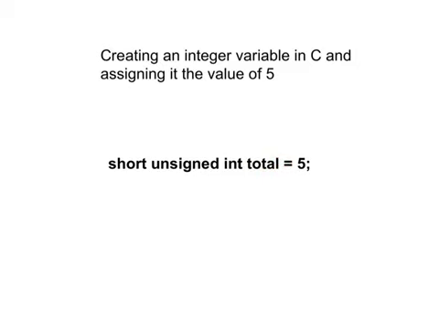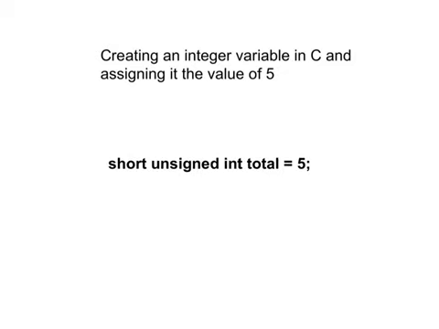So here are a few questions you need to be able to answer along with their answers. First of all, what is the variable's name? The answer is total. What is the data type for this variable? The answer is unsigned short int. And the third question is, can negative numbers be stored in this variable? And the answer is no, because it is unsigned.